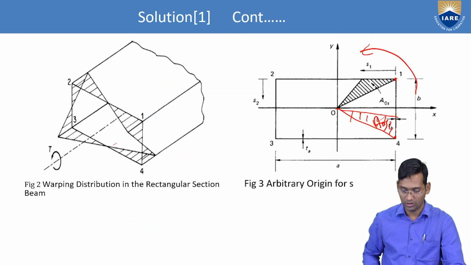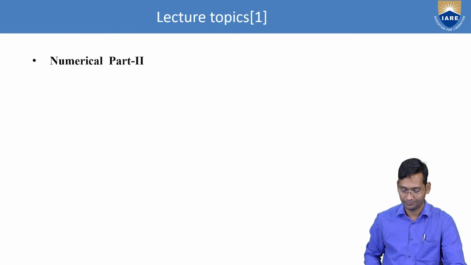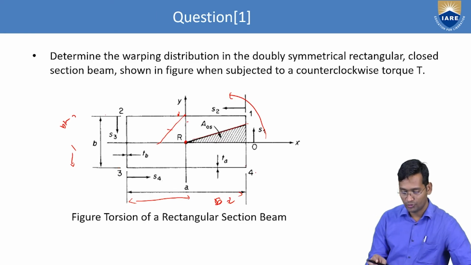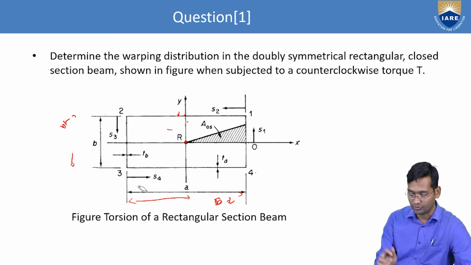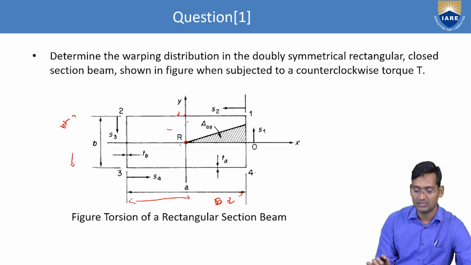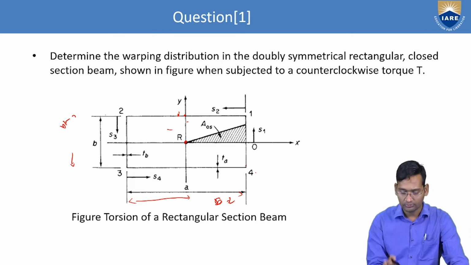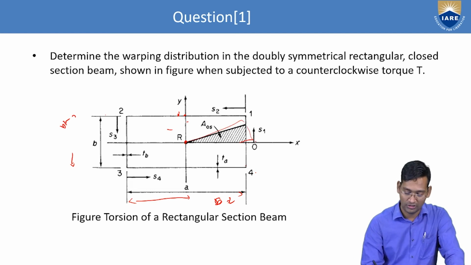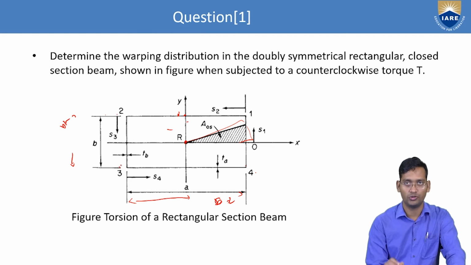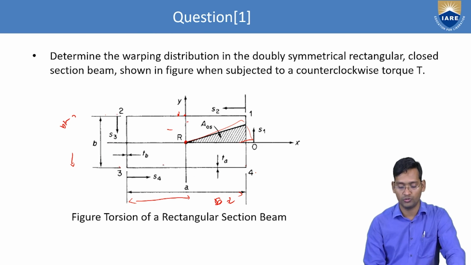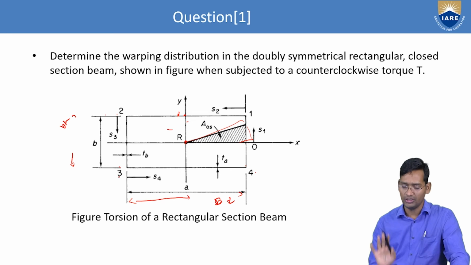Okay, let me recall this once again. In the question it is given: determine the warping distribution in doubly symmetrical rectangular form. So now it's doubly symmetrical, meaning it's symmetrical about the x-axis as well as the y-axis. So we have chosen this. From 4 to 1, it's going towards 1, so S1. 1 to 2, moving towards 2, so S2. 2 to 3, moving towards 3, so S3. 3 to 4, moving towards 4, so S4. This length is given. For this we have to find the warping.